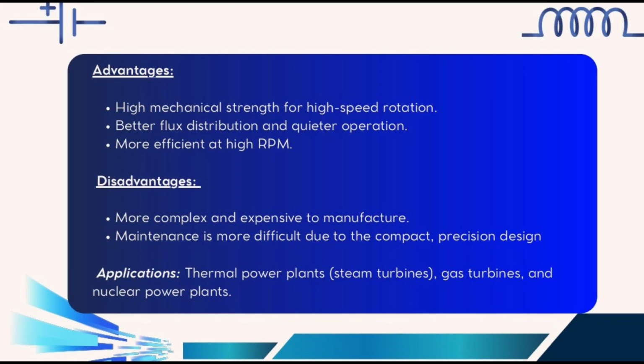And here are the advantages and disadvantages of the cylindrical. The advantages are high mechanical strength for high-speed rotation, better flux distribution and quieter operation, and more efficiency at high RPM. And the disadvantages are that it is more complex and expensive to manufacture. Maintenance is more difficult due to the compact precision design. And the application is thermal power plants, steam turbines, gas turbines, and nuclear power plants.